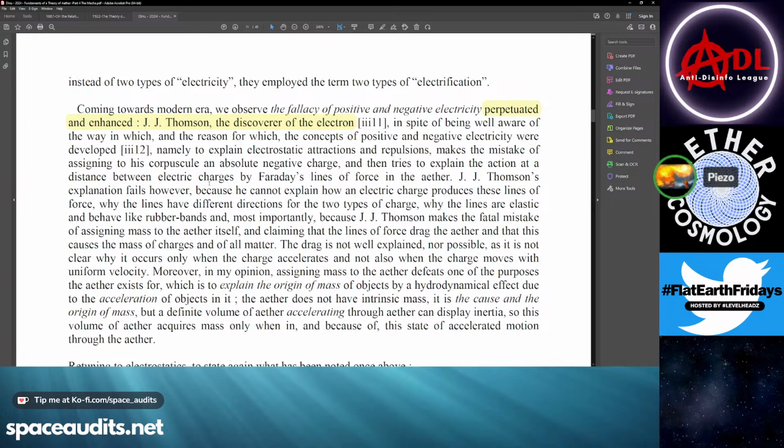J.J. Thomson's explanation fails, however, because he cannot explain how an electric charge produces these lines of force, why the lines have different directions for the two types of charge, why the lines are elastic and behave like rubber bands, and, most importantly, because J.J. Thomson makes the fatal mistake of assigning mass to the ether itself and claiming that the lines of force drag the ether and that this causes the mass of charges and of all matter.